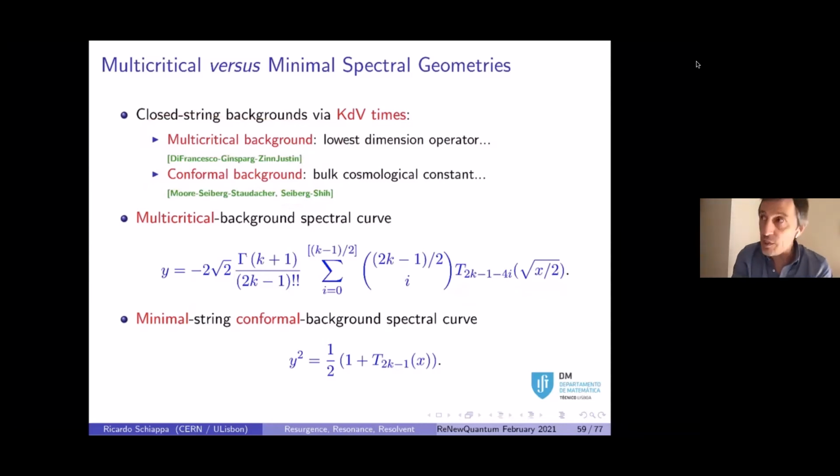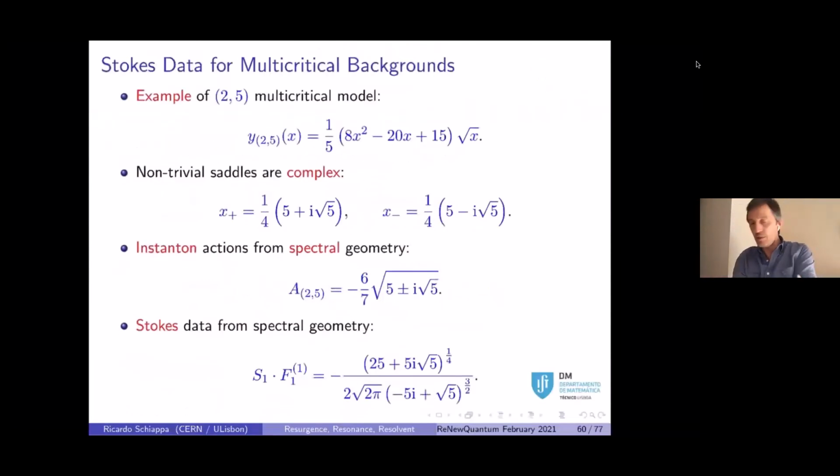Now the string equation is more complicated because I have to actually turn on pretty much all the Gelfand-Dickey polynomials lower than K, but the spectral curve is much simpler. It only has a single Chebyshev polynomial appearing. So anyway, we can do the calculation for these two curves. Let me just tell you that this is the (2,5) multi-critical. There's two non-trivial saddles which are complex. I can compute instanton action. I can compute Stokes data.